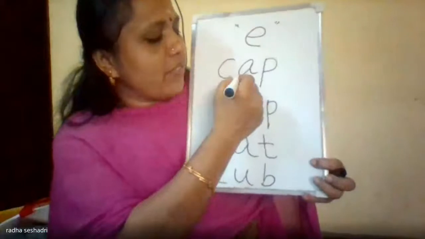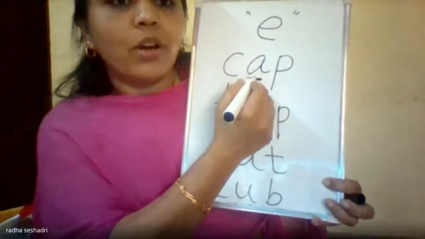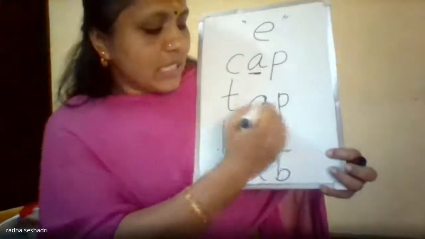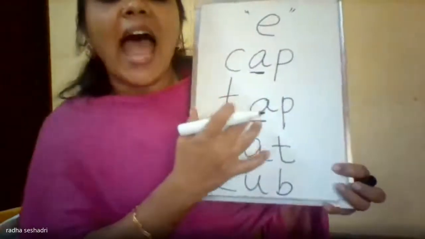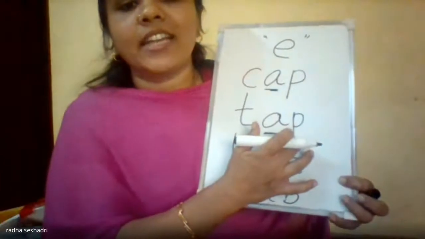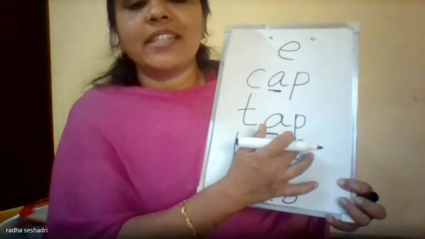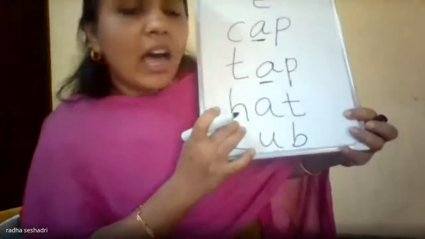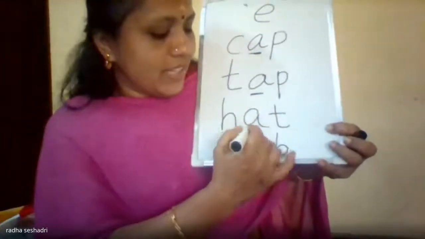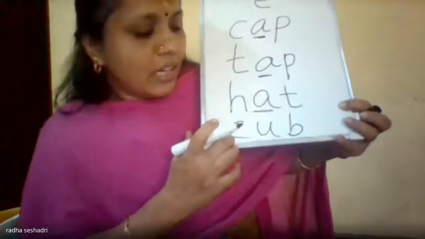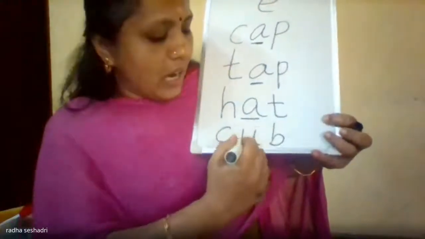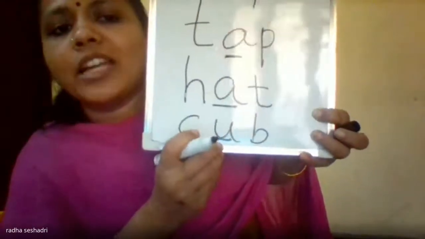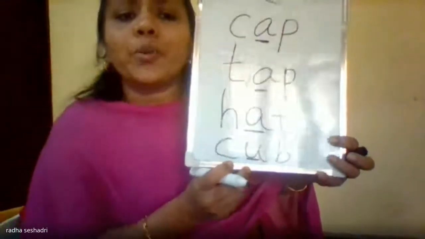When you see the vowels here, what is the vowel here? Ka, a, a, t. Again, A. Ta, a, p. I want all of you to listen. Kevin, can you please look onto the monitor and listen, please? Ha, a, t. The vowel is A. Ka, a, b. The vowel is U. A, E, I, O, U. The sound of U is a.